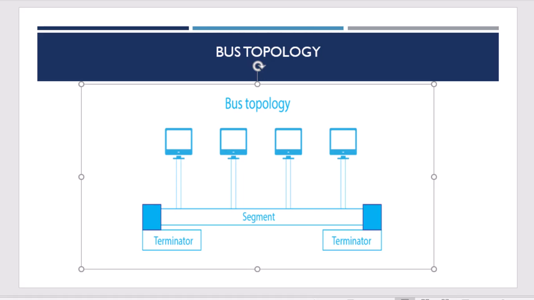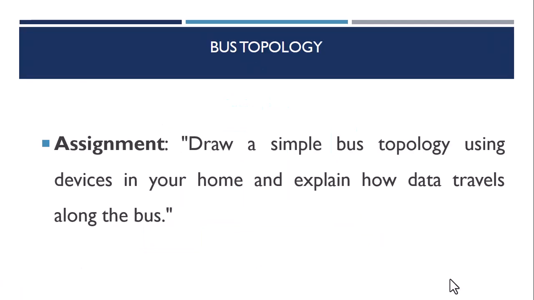In a bus topology, devices are connected to the bus using drop lines or taps, which are connected to the main cable. Let's take a look at this assignment on bus topology. So you draw a simple bus topology using devices in your home and explain how data travels along the bus.